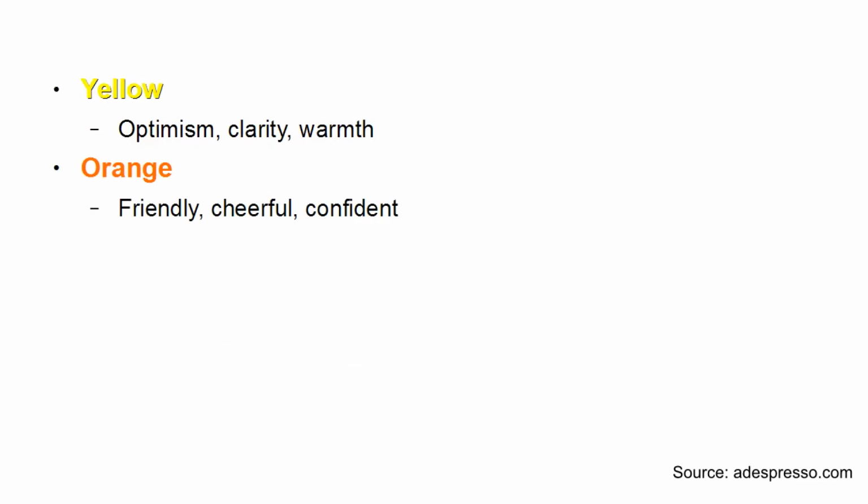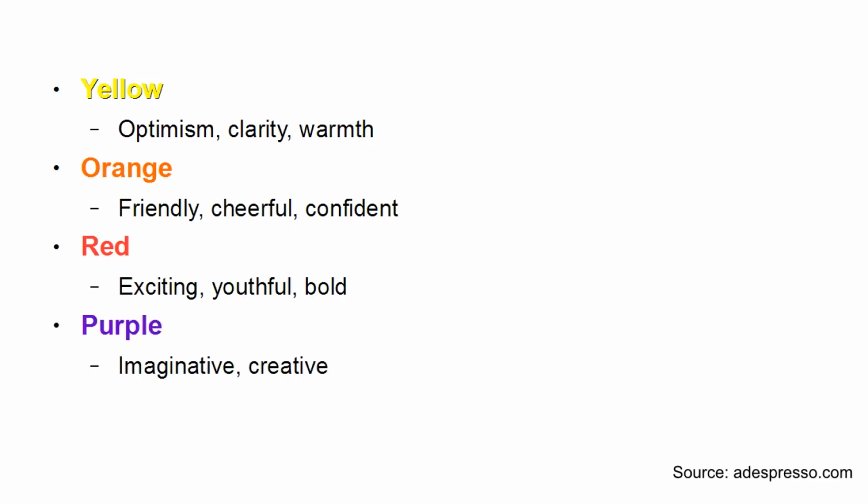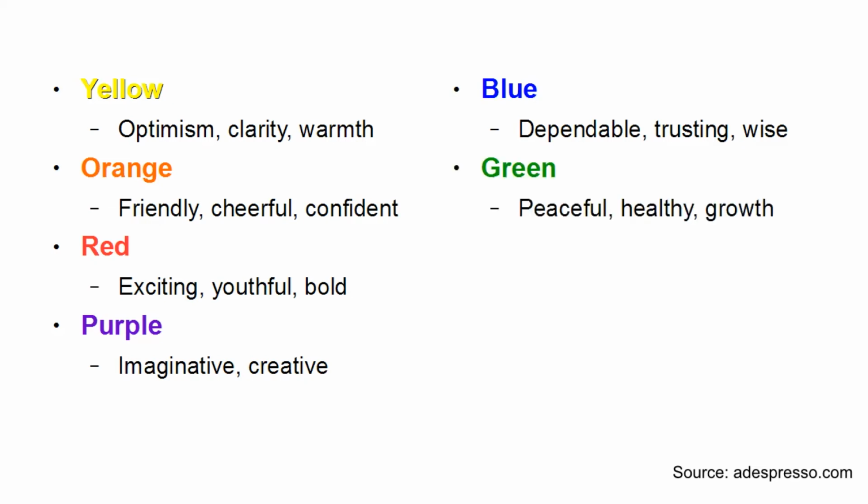Orange is considered friendly, cheerful, and confident. Red is exciting, youthful, and bold. People associate purple with things that are imaginative and creative. With blue, people tend to associate it with things being dependable, trusting, and wise. Green tends to be associated with things that are peaceful, healthy, and associated with growth. And grey is a balance, neutral, and calming.